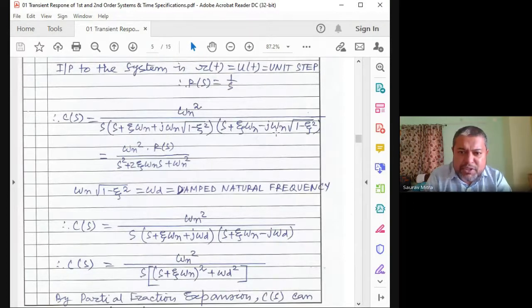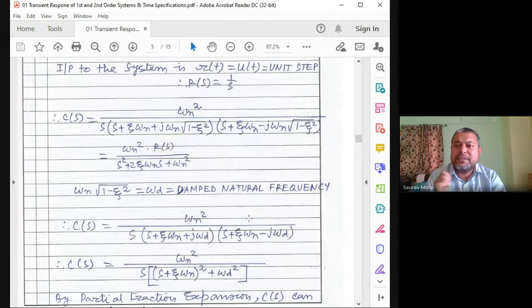Another substitution we have done, that is omega n root under of 1 minus zeta square, we have substituted with omega d. So you can see here the same equation is written here. So this C(s) and this C(s) are actually the same. But what we have done is s plus zeta omega n plus j, and this whole part is called omega d. What is omega d? It is the damped natural frequency. And always the value of omega d is less than omega n.